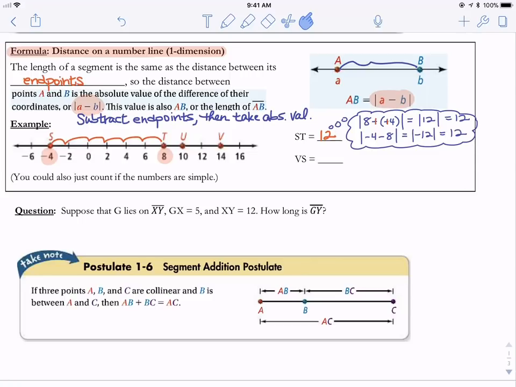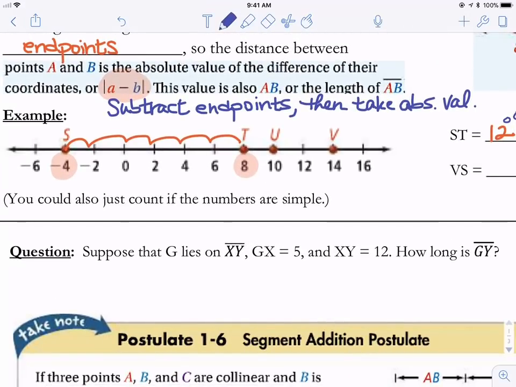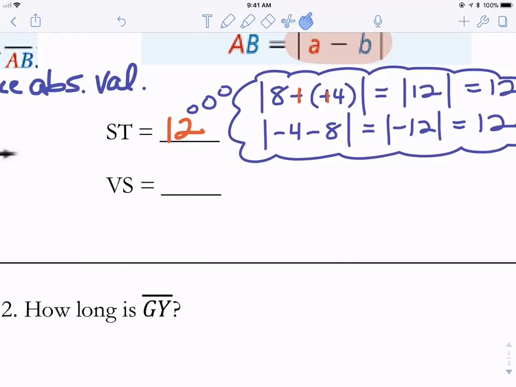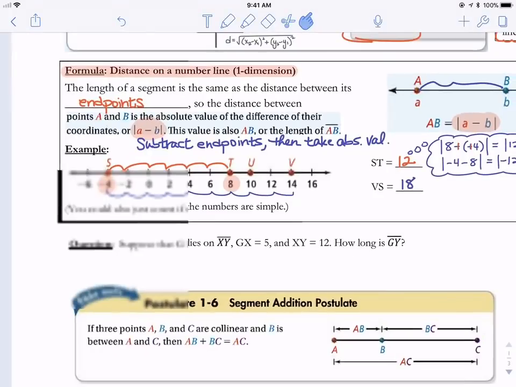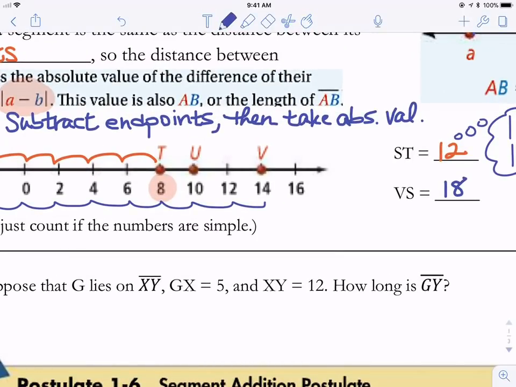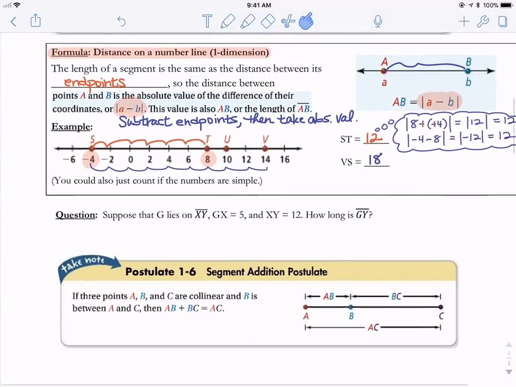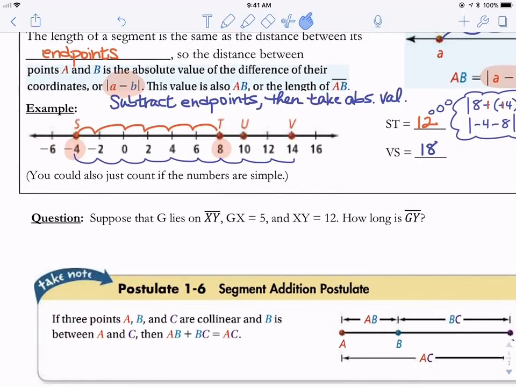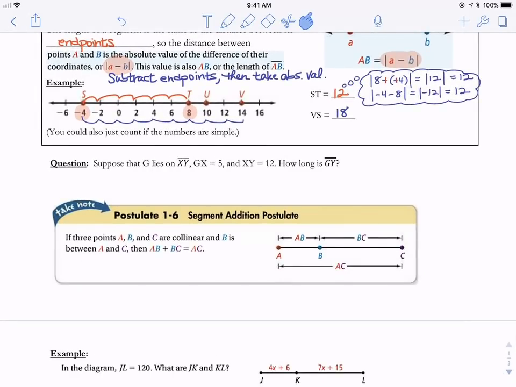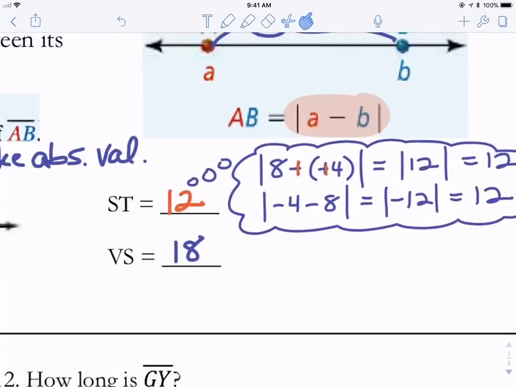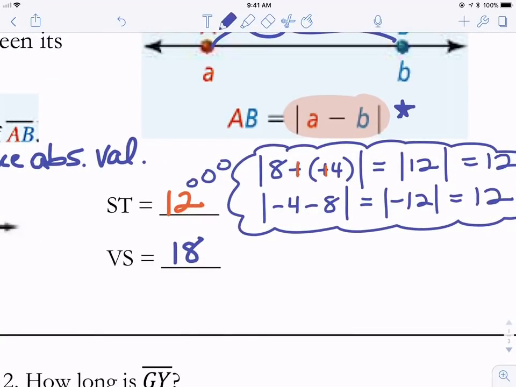Okay, the distance from V to S. Well, from V to S, we're going from negative 4 to 14. So 2, 4, 6, 8, 10, 12, 14, 16, 18. And that makes sense because we have a distance of 6 right here. So if we add 6 onto our 12 that we had before, we'd have 18 units. Now again, if the numbers are nice and simple, you can just count, especially if you have a picture there already. But if they're decimals or fractions or something not very nice, you need to make sure you understand this little formula right here. Distance on a number line.